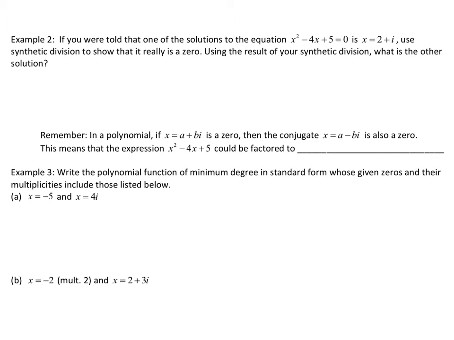Example 2 will help us prove that complex conjugate idea. So we have this polynomial given, and we're told that one of the zeros is x equal to 2 plus i. Okay, so let's check with synthetic division to make sure that it really is a zero. So synthetic division, we put the number we think the zero is on the outside, yes, the entire complex number, and then all of the coefficients for the polynomial, in this case, quadratic.